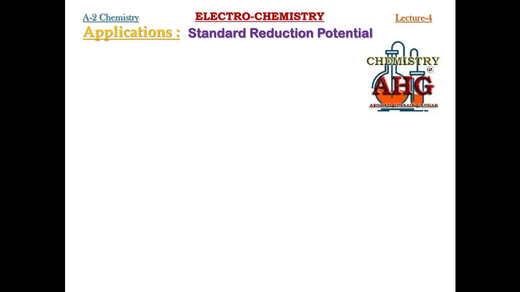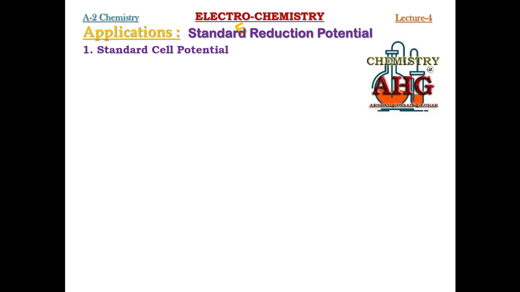There are 5 different applications that can be asked in your A2 exams. I am going to give you a list of these applications first, then we will discuss them one by one. Now look at the first application: standard cell potential. How can you determine standard cell potential? By using standard reduction potential, which we will study in this lecture.